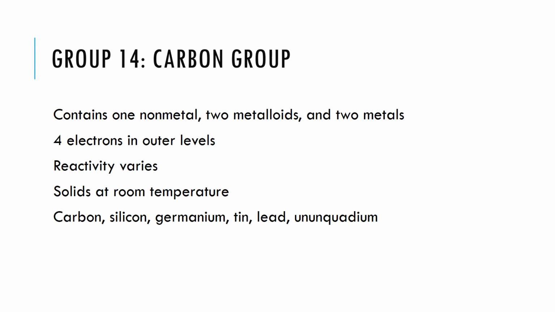This one's got a wide variety of different elements. So we've got 1 nonmetal, 2 metalloids, and 2 metals. They have 4 electrons in their outer levels. Because of that 4, their reactivity is going to vary. It's not that the amount of electrons they have is really going to determine how reactive they are. Because it's right in this middle mark with a 4, it's going to depend on which element you're talking about, on how reactive it is.